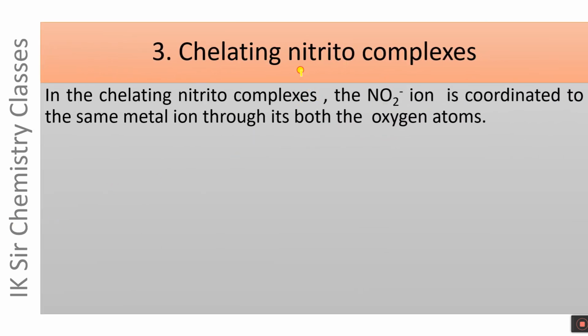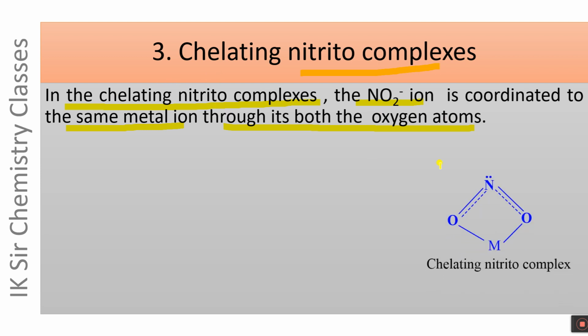Chelating nitrito complexes. In chelating nitrito complexes, the NO2 minus ion is coordinated to the same metal ion through both of its oxygen atoms. If the NO2 minus ion is coordinated to the same metal ion through both oxygen atoms, the complex compound formed is called a chelating nitrito complex. Its structure is given here.